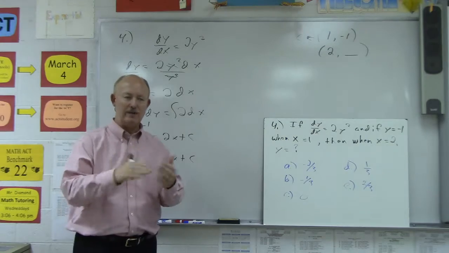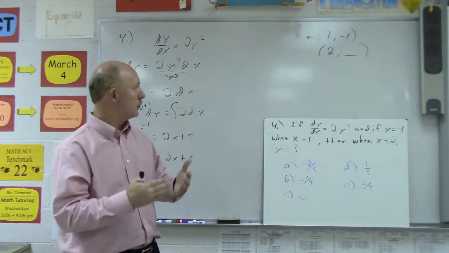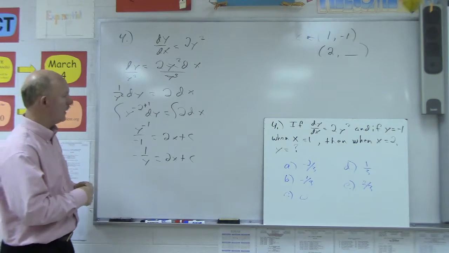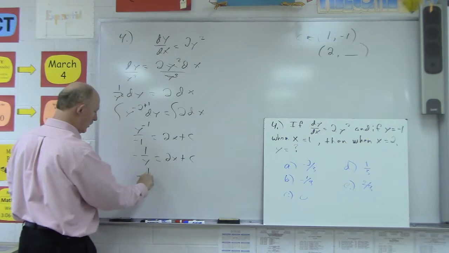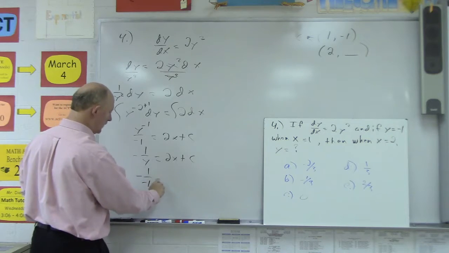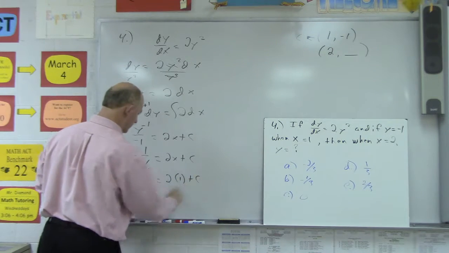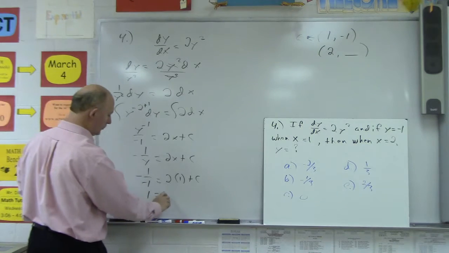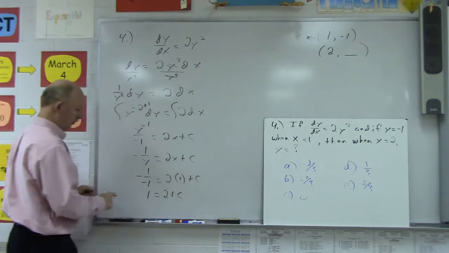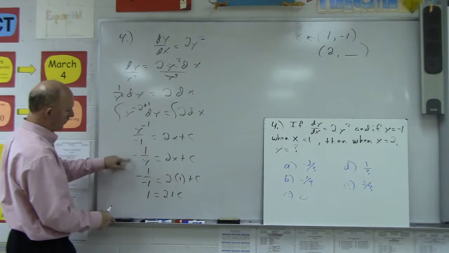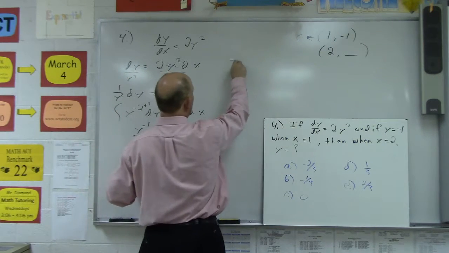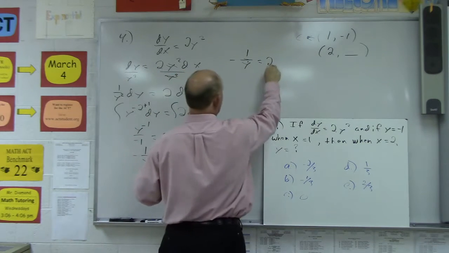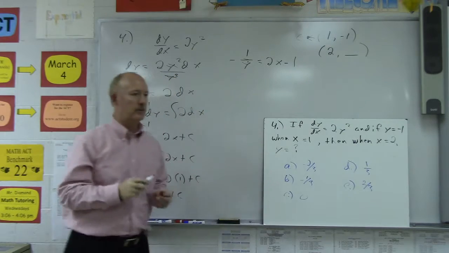Like I said, you don't have to actually solve for c if you're just going to make a prediction here. But I'm going to get c by substituting the 1 and the negative 1 in right now. That would give us negative 1 over y is negative 1, equal to 2 times 1 plus c. And that gives us a positive 1 equals 2 plus c. So c is going to be negative 1. So as I write my equation here, this will be negative 1 over y equals 2x minus 1. So this is going to be our equation.